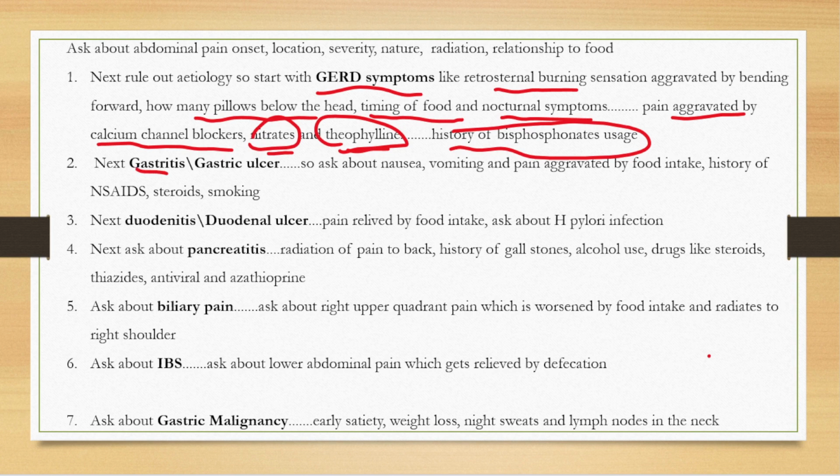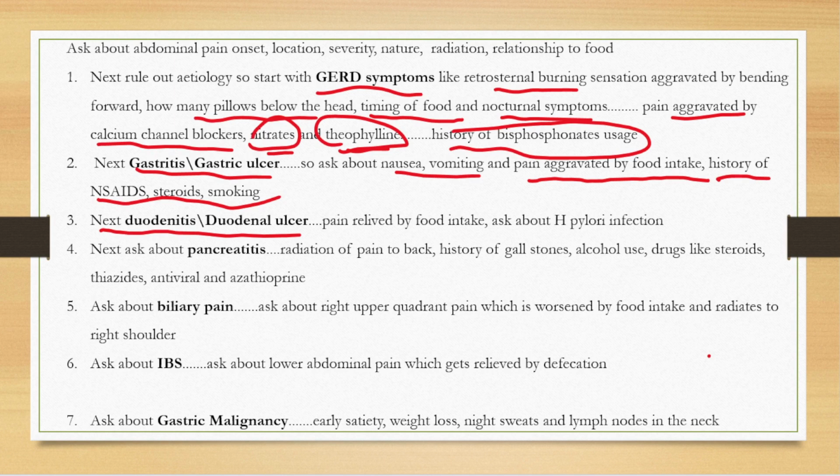Next, ask about gastritis and gastric ulcer. If the stomach is unhappy, there will be nausea and vomiting, so ask about nausea and vomiting. Gastritis and gastric ulcer pain is aggravated by food intake, so ask about that. Ask about history of NSAID and steroid use, and smoking, all associated with gastritis and gastric ulcer. Now next, ask about duodenitis and duodenal ulcer. Ask whether the pain is relieved by food intake. Ask about previous H. pylori infection. Ask if any bug was detected previously in your stomach.